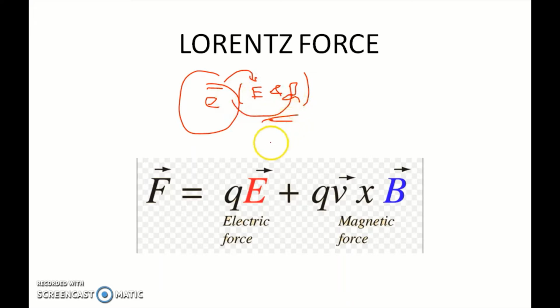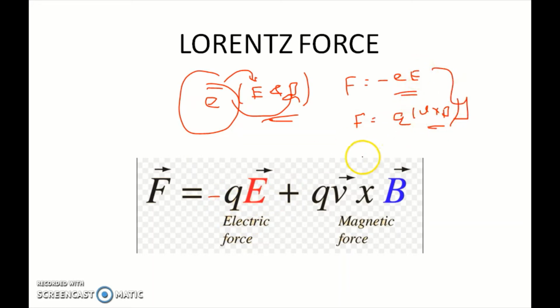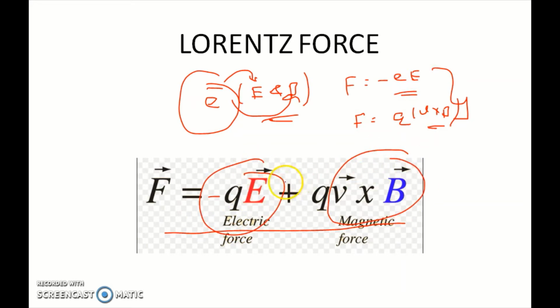As we already discussed in the previous slides, the force acting on an electron due to the electric field can be given as minus e times capital E, and the force acting on an electron due to the magnetic field can be given as v cross B. Both of these are perpendicular to each other. The summation of both can be taken as the Lorentz force. This term is due to the electric force and this term is due to the magnetic force. The combination of both is the Lorentz force.